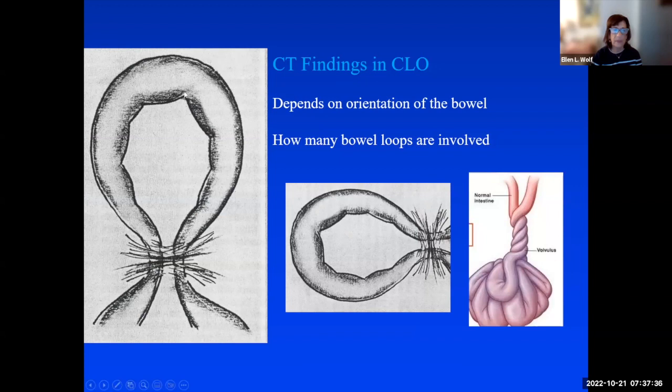So here we see this one single loop, an adhesion, and then it twisted and caused obstruction, closed loop. If it's oriented in this vertical position, you're going to see something different when you do CT than if it's located horizontally in this location. And if there are many, many loops, as illustrated in this case, you're going to see something different. So in that other case I showed you, where they had this soft tissue mass on CT, they had many loops and they ended up having this type of appearance with that radial distribution.